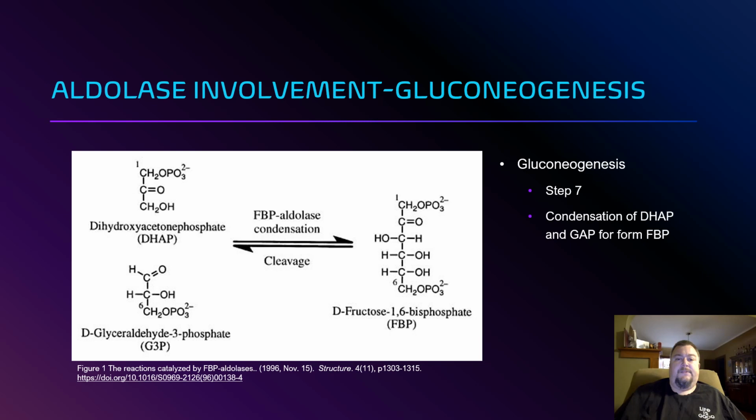In the gluconeogenesis process, aldolase from step 7 converts DHAP and GAP into fructose 1,6-bisphosphate. It is important to note that glycerol phosphate from triglyceride catabolism is converted into DHAP for the condensation with GAP, forming D-fructose 1,6-bisphosphate.